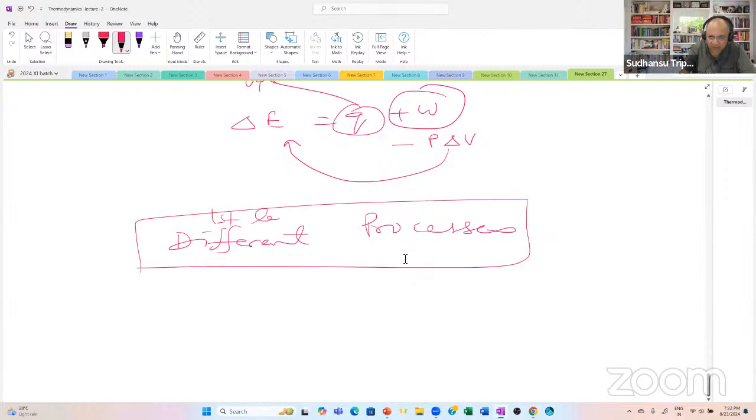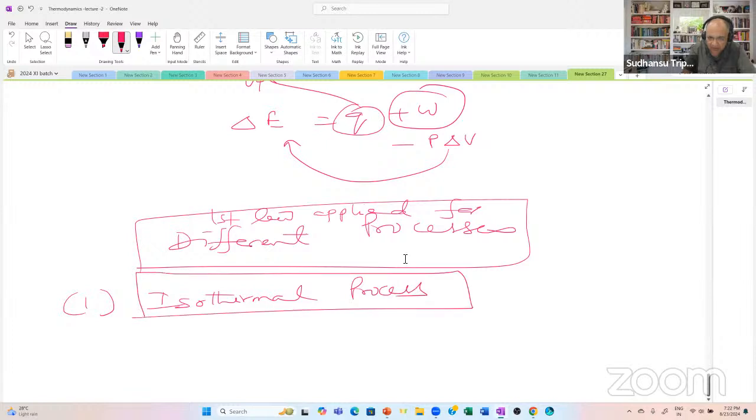First law applied for different processes. Number one, isothermal process. Since del H is equal to del U plus W. Now let us start from the very beginning. Bank balance is equal to dollar plus rho.